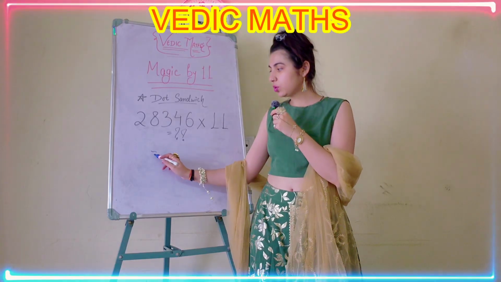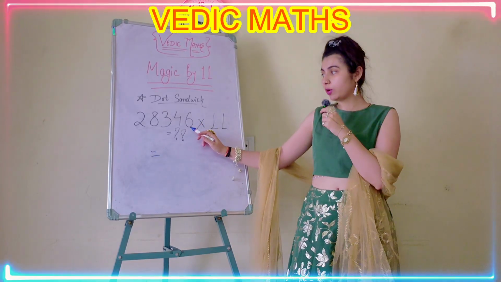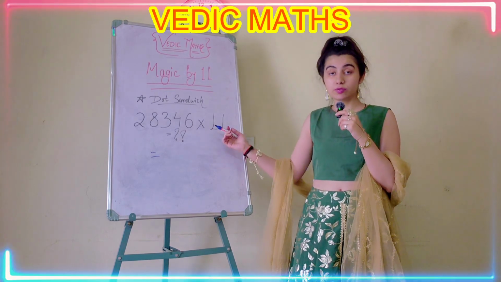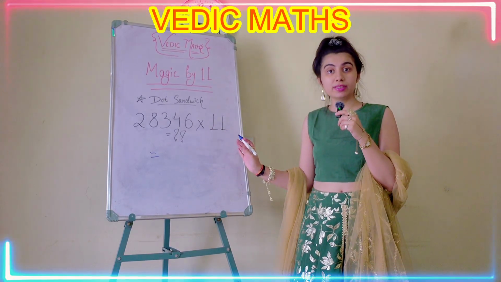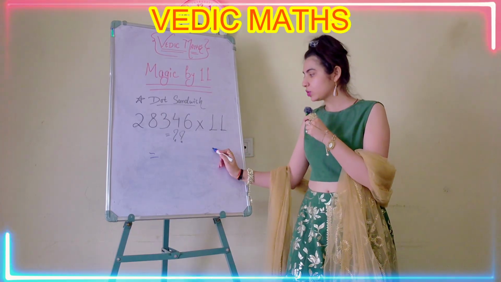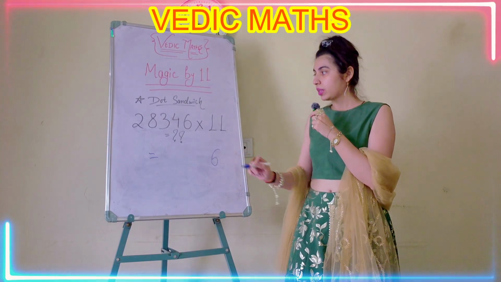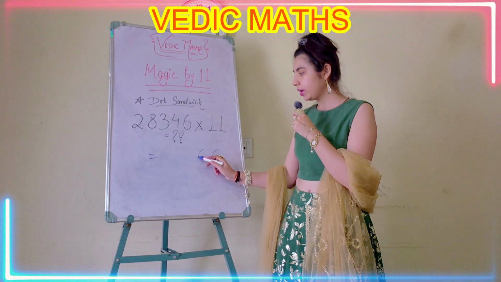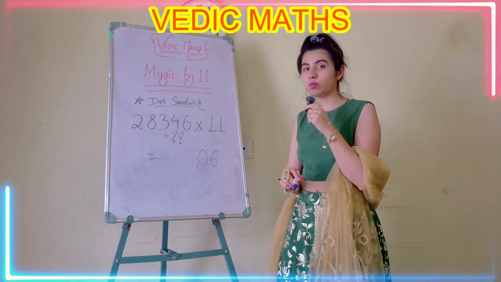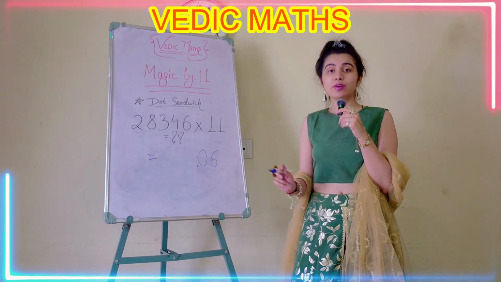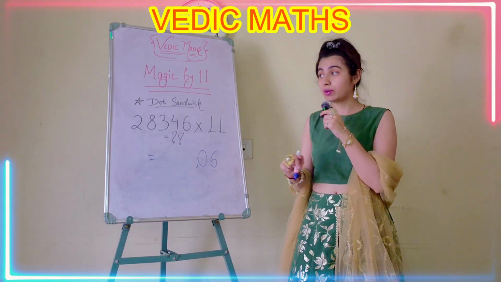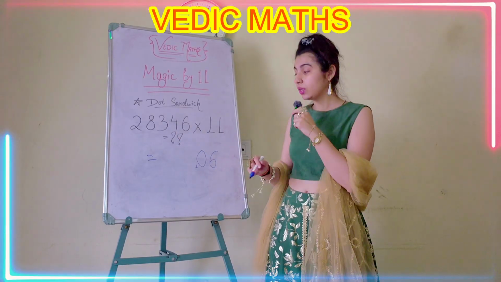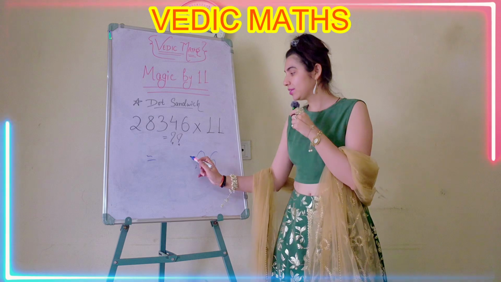Just visualize. Now what you have to do is first 6 plus dot, right? And 6 plus dot, when dot is 0, so what will be the answer? That will be 6, right? So 6. Now 4 plus 6, that is 10. So 0 over here and 1 will be carried forward. I'm writing it over here. Now 3 plus 4, that is 7. 7 plus 1, 8. So 8.